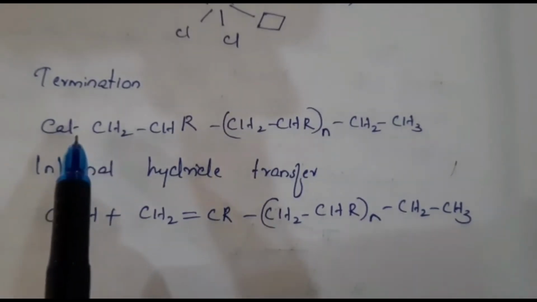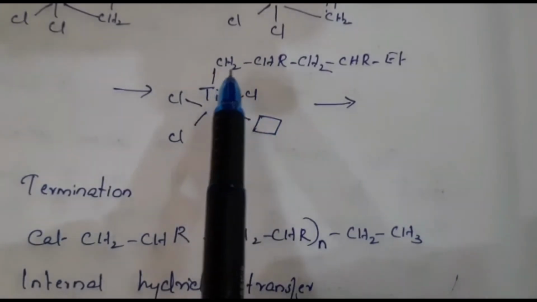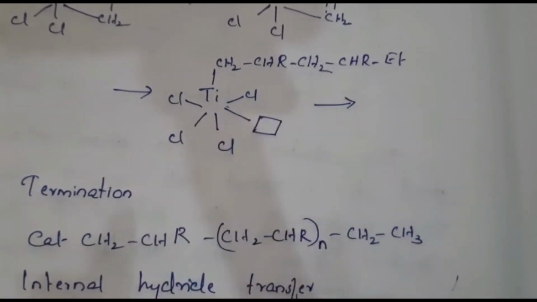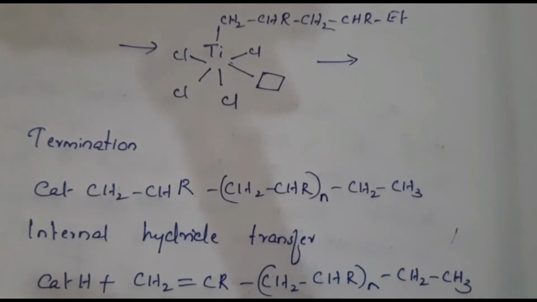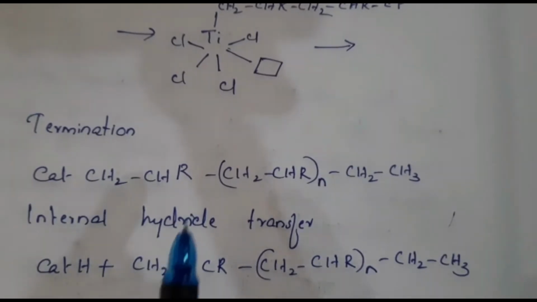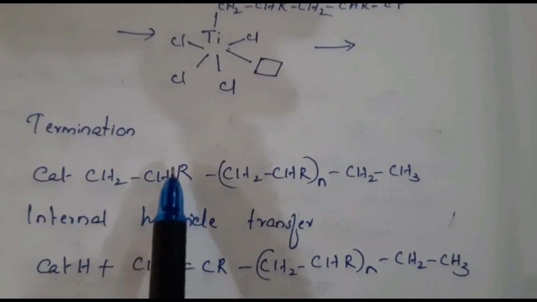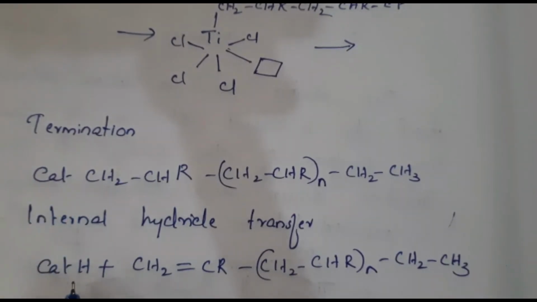So this is the representation. Catalyst means TiCl4. This part is the catalyst. So catalyst, CH2, CHR, CH2, CHRET, that is CH2, CH3 is ET. So we can do internal hydride transfer to terminate the chain. Internal hydride transfer means from here one hydride ion will be shifted towards this catalyst. So it will be CAT, catalyst hydrogen. That means one hydrogen atom will move towards this titanium group.